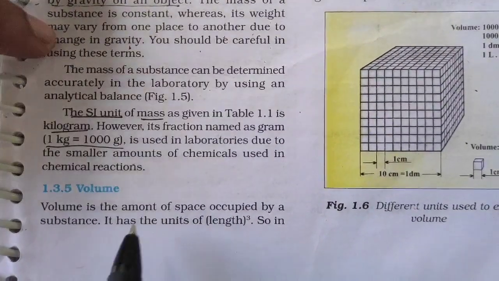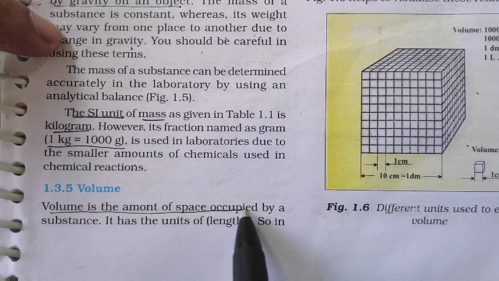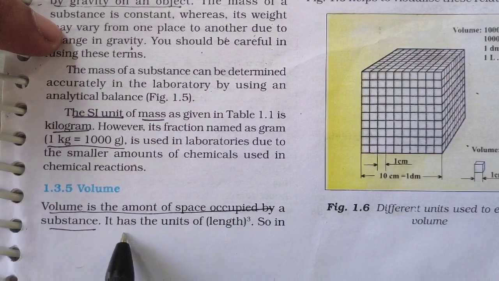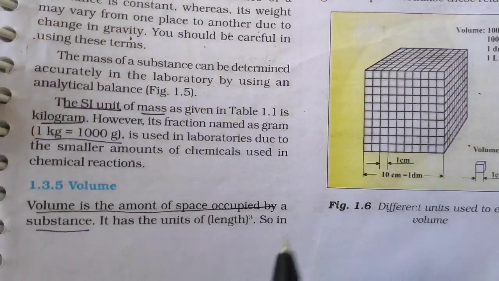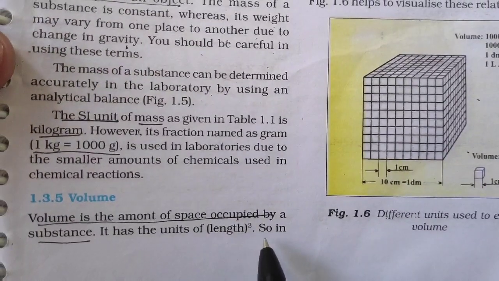Volume is the space occupied by a substance. What is volume? It is a space occupied by a substance. It has a unit of length cube. Now what is the meaning of that? That we will see first. Its unit is length cube.